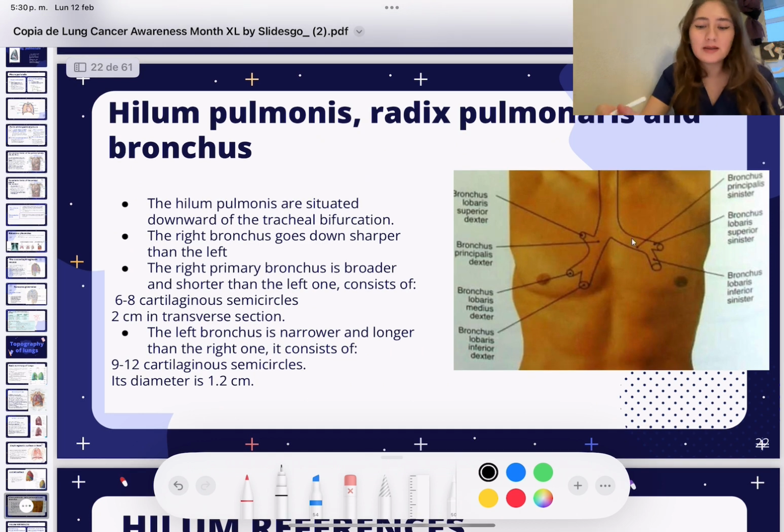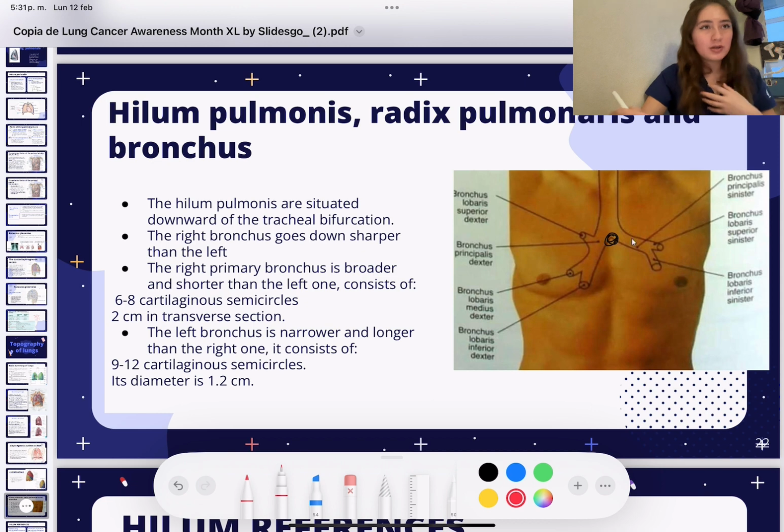Hilum pulmonis, radix pulmonaris, and bronchus. The hilum pulmonis is situated below the tracheal bifurcation, also called the carina. The right bronchus goes down more steeply than the left. The right primary bronchus is broader and shorter than the left one, consists of 6 to 8 cartilaginous semicircles, and is 2 centimeters in transverse section. The left bronchus is narrower and longer than the right one, and it consists of 9 to 12 cartilaginous semicircles.